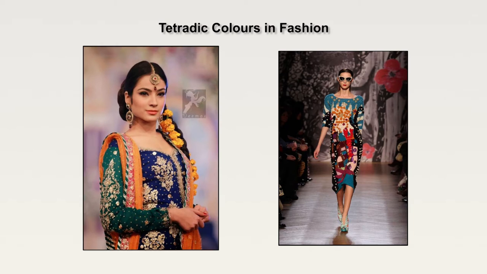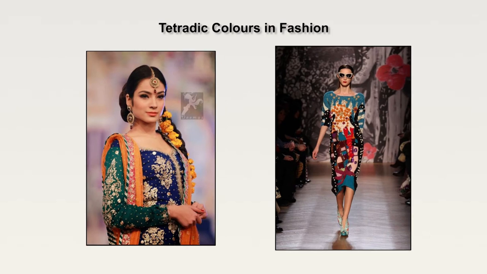The image on the left has royal blue, deep orange, and red. It is a traditional Indian wear with a tetradic color scheme. The image on the right is from Smori Kisato, autumn winter 1314. Please try to identify the tetradic colors in this image.